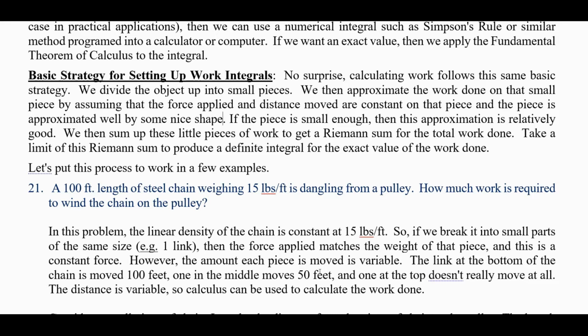However, the amount each piece moved is variable. The link at the bottom of the chain is moved 100 feet. The one in the middle moves 50 feet, and the one at the top really doesn't move at all. So the distance is variable, so calculus can be used to calculate the work done.